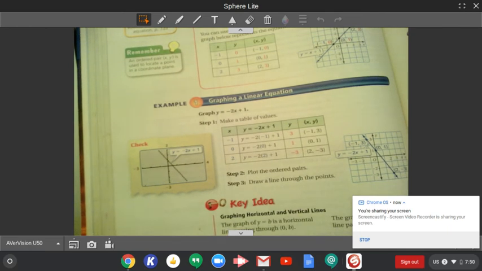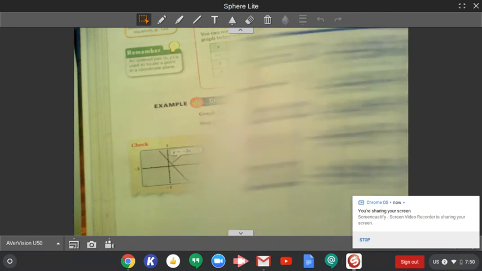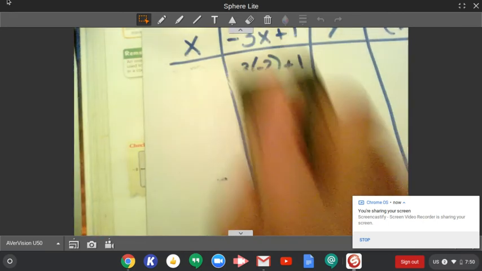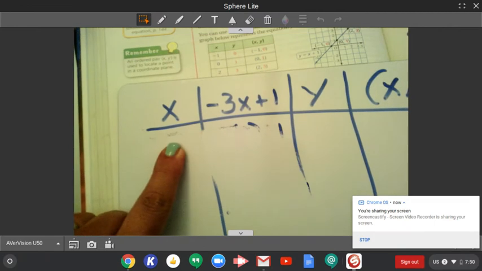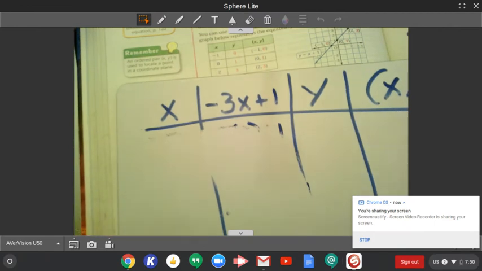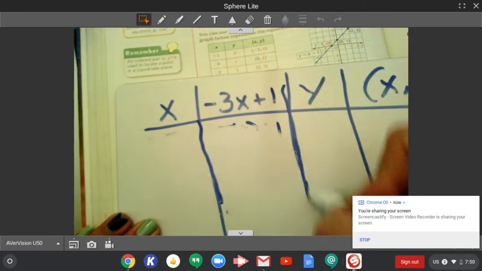So the first thing you're going to do when you create a table of values is you're going to set up your input, which is your x, your equation, your y, which is your output, and then finally your set of ordered pairs to prepare for graphing. So as you can see, I started out here with an input, which is my x. This is your domain, your independent variable. You can put in anything you want there.